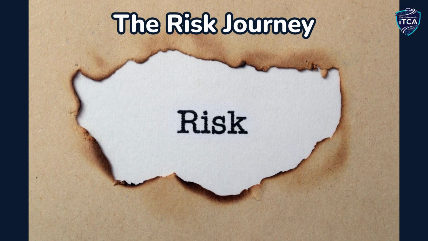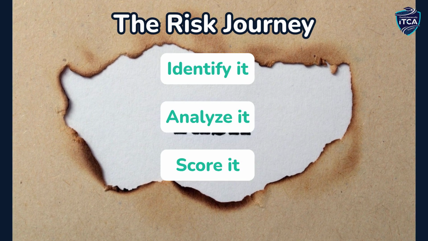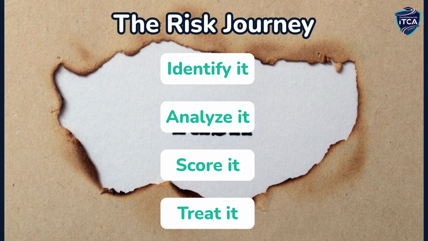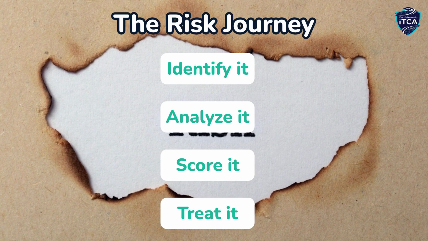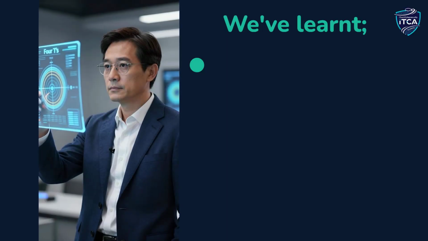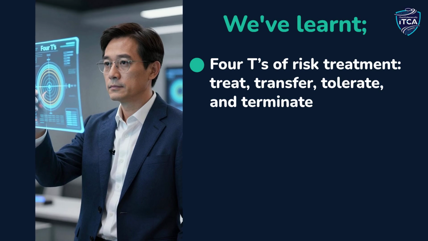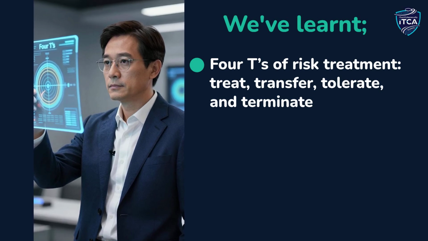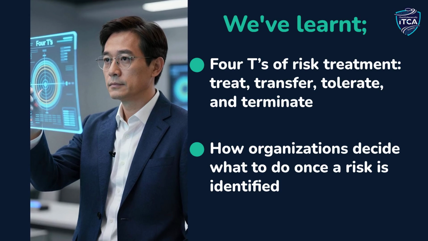You now understand the full journey of risk: identifying it, analyzing it, scoring it, and treating it. Next, we'll look at security controls, which are the tools and measures used to reduce risk in practice. In this module, you learned the 4 T's of risk treatment: treat, transfer, tolerate, and terminate, and how organizations decide what to do once a risk is identified.